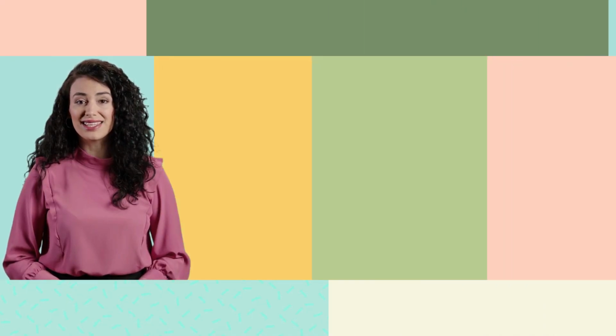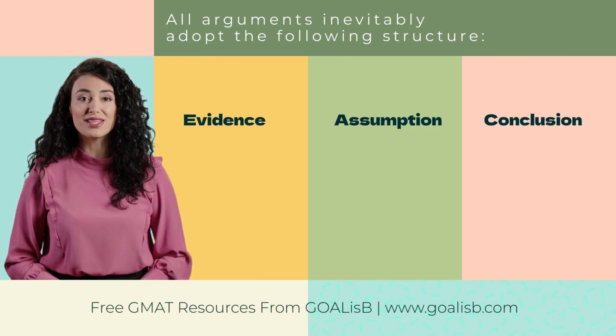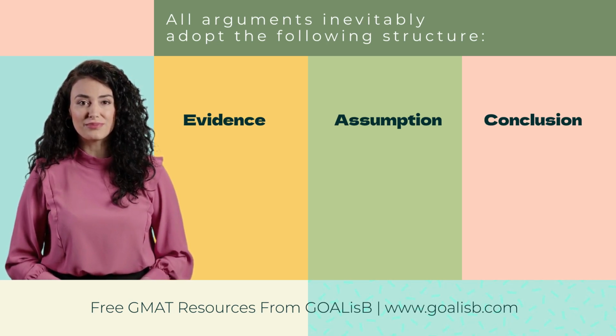All arguments inevitably adopt the following structure. Evidence with assumption gives us a conclusion. You can visualize the assumption as hidden evidence or a bridge connecting the evidence and the conclusion. If this bridge collapses, it becomes impossible to reach the conclusion based on the provided evidence.